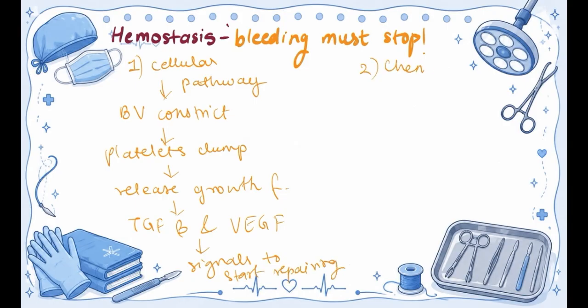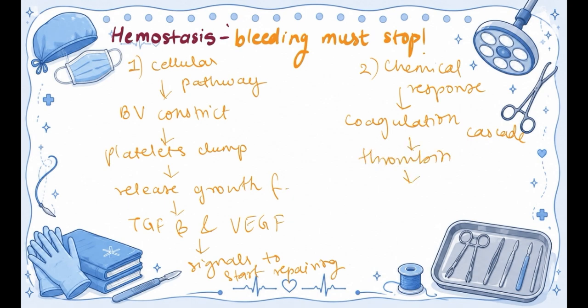Second, there is the chemical response. This is known as the coagulation cascade. It generates an important enzyme called thrombin. Thrombin then converts fibrinogen into a strong fibrin mesh. This mesh acts just like biological glue. It stabilizes that platelet plug so the healing can begin.